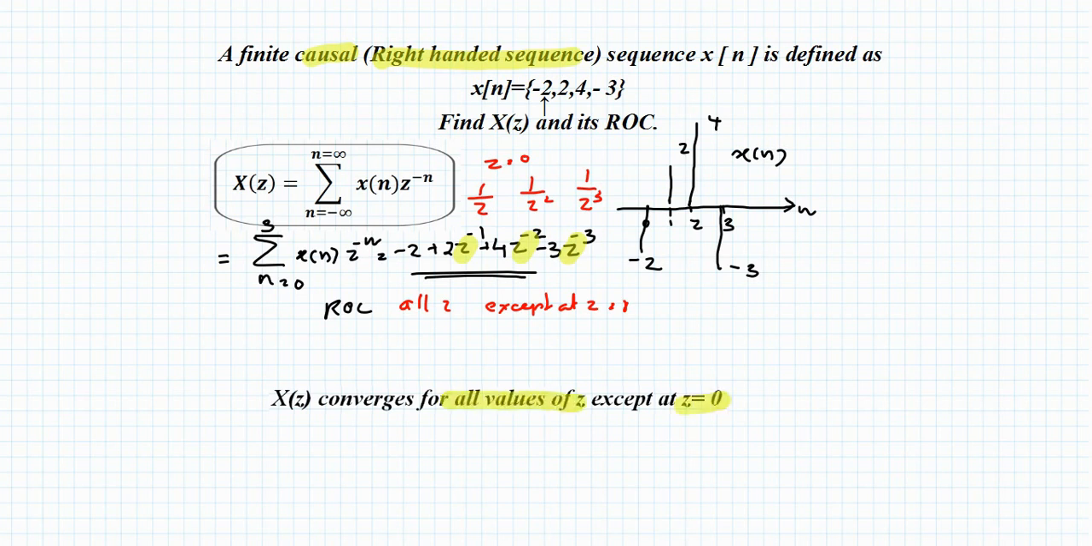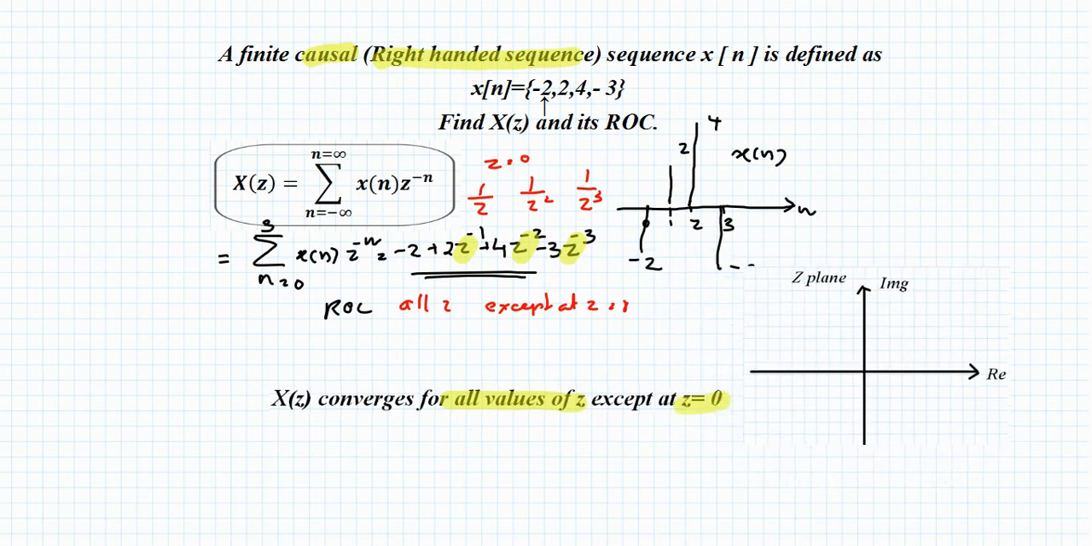So this is a standard question. You need to remember that when it is a causal or right-handed sequence, the ROC is very important. The region of convergence is all values of z except at z equal to 0. This is the ROC: entire values of z, only at z equal to 0 the transform does not exist.